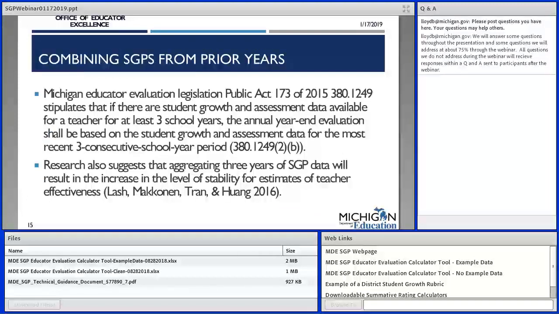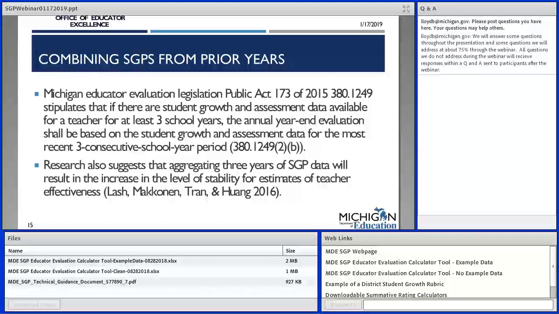So again, I mentioned this earlier, but the legislation that defines educator evaluation rules and regulations is 380-1249, which stipulates that student growth and assessment data must be used for all data that's available for at least 3 school years. The annual year-end evaluation shall be based on student growth and assessment data for the most recent 3 consecutive school year period.